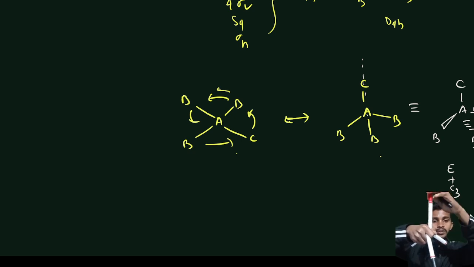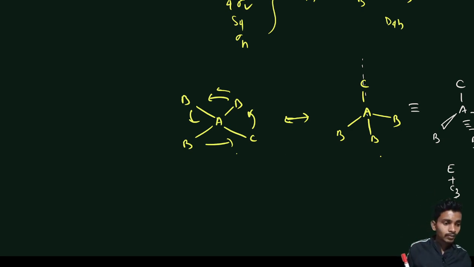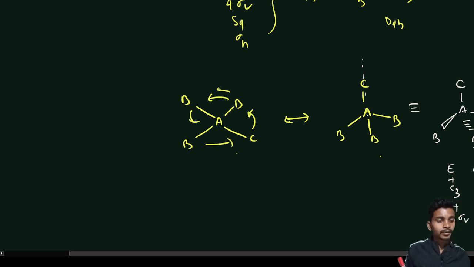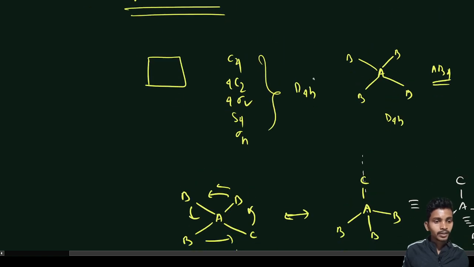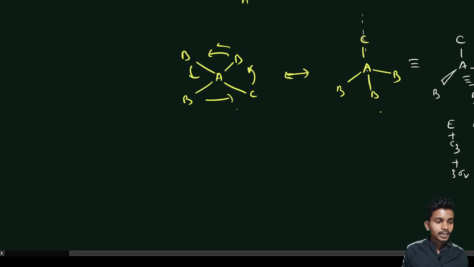By using this and this one, if I pass the plane, then this and this get reflected. So sigma v is also there, and if C3 is there, 3 sigma v is there. So this is the point group C3v, and this is the same as NH3. NH3 also has the C3v point group. So this is square planar, which is the D4h point group, that changed to C3v.